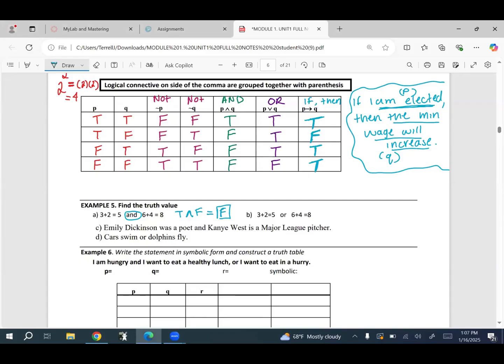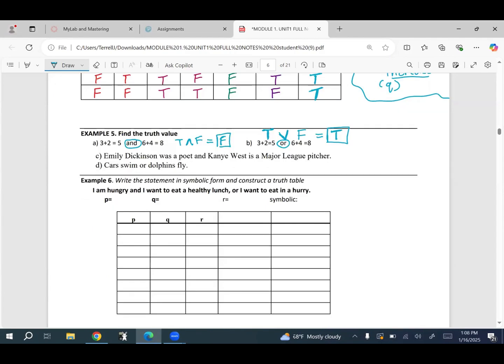Okay, let's look at B. Can we do this one? So 3 + 2 = 5. True. And here I have an or, which is a V symbol. And then 6 + 4 = 8. False. And what is the answer to true or false? Good. At least one of them has to be true for it to be true. So that is my answer.